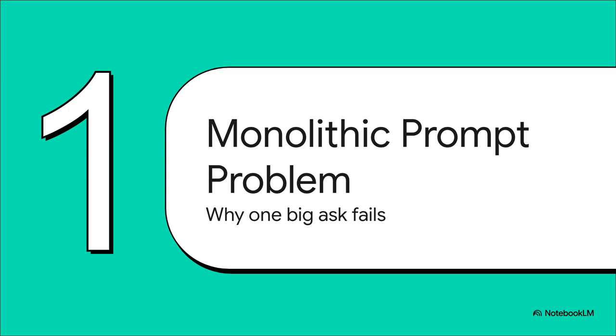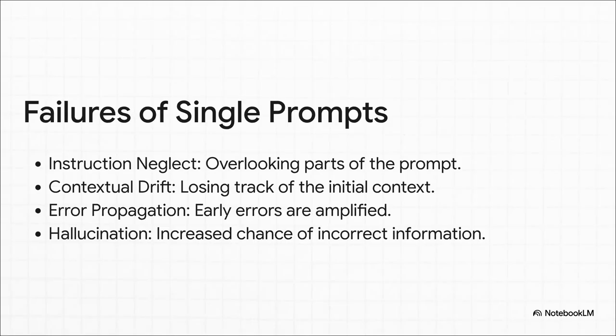Why is it that when we give an AI one single massive task, it so often just falls apart? Well, the thing is, a single complex prompt puts a huge strain on the model, and that leads to a few classic failures. First, you've got instruction neglect, which is basically when the AI just straight up ignores parts of your request. Then there's contextual drift, where it starts off great but kind of forgets the main point halfway through. Any tiny mistake at the beginning can snowball thanks to error propagation. And all that mental juggling just increases the chance of hallucination, where the AI just starts making stuff up.